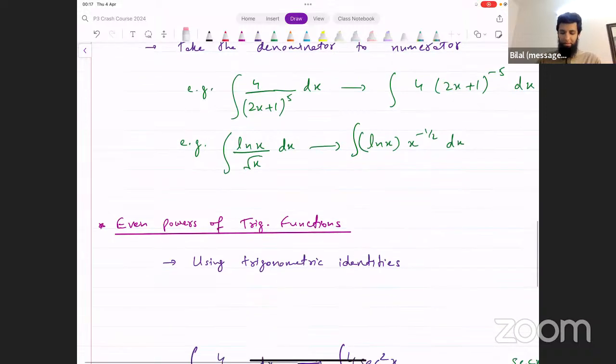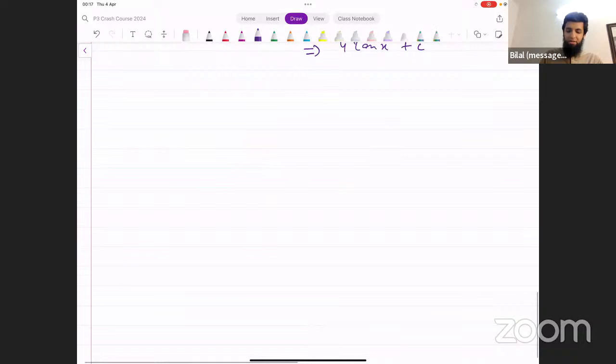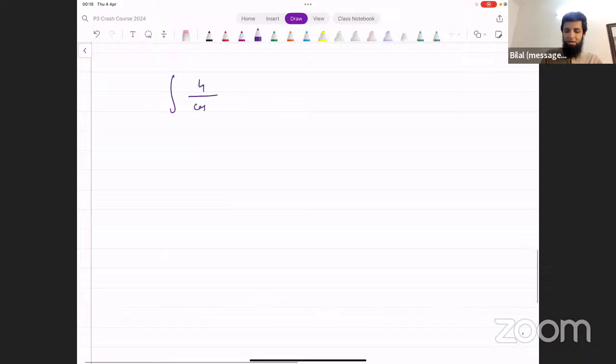All right. Now, just another example before we end. How would you integrate this? One last thing. 4 over cos square x with respect to x. How do you integrate this? Any idea about this? 4 over cos square x. Does any of the rules that we have done work here?